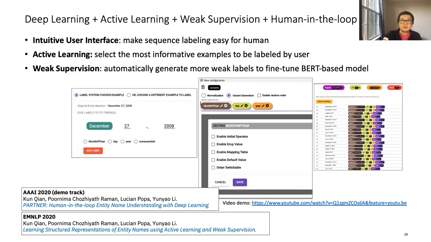So we developed a system that combines deep learning, active learning, weak supervision, and human in the loop to solve this problem. First, we invite the human to be part of the learning process to guide the learning algorithm. As the screenshot of the system shows here, we developed an intuitive interface for humans to easily provide labels. We also use active learning to smartly choose examples to be labeled by the user. And only the most important examples are labeled by the user, so we can reduce human effort. And since we're learning deep learning models, and deep learning is known to be data hungry, we introduce another weak supervision algorithm that can automatically generate a lot of weak labels without human effort.